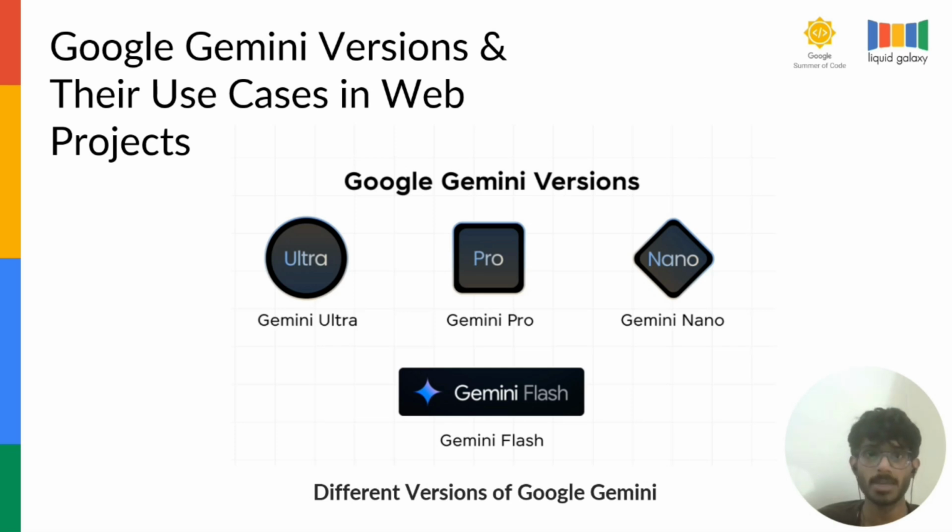Each version of Gemini AI serves different needs, allowing developers to choose the right model based on the requirements of their web project. Whether it's a lightweight AI assistant, advanced data analysis tools, or a high-performance AI-driven web platform, Gemini AI provides scalable solutions. So now that we know the different versions of Gemini AI, let's move on to understanding its architecture and how it functions.